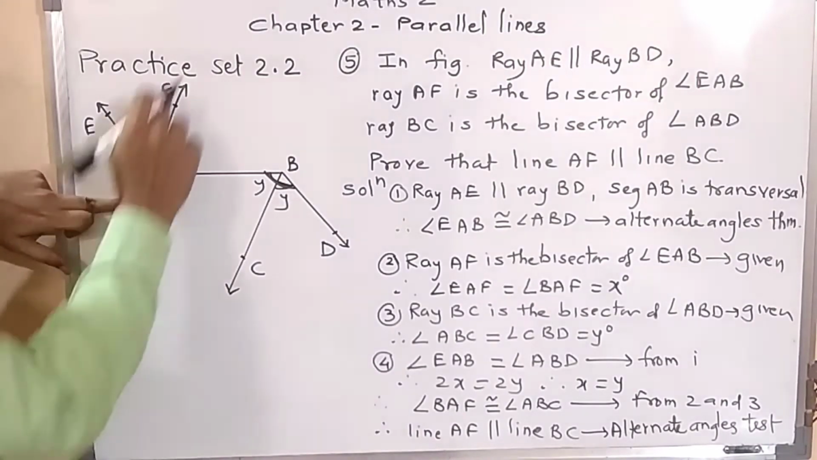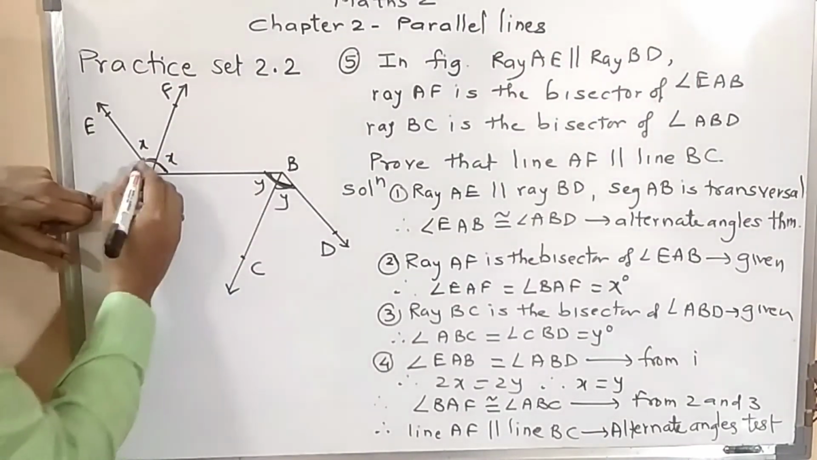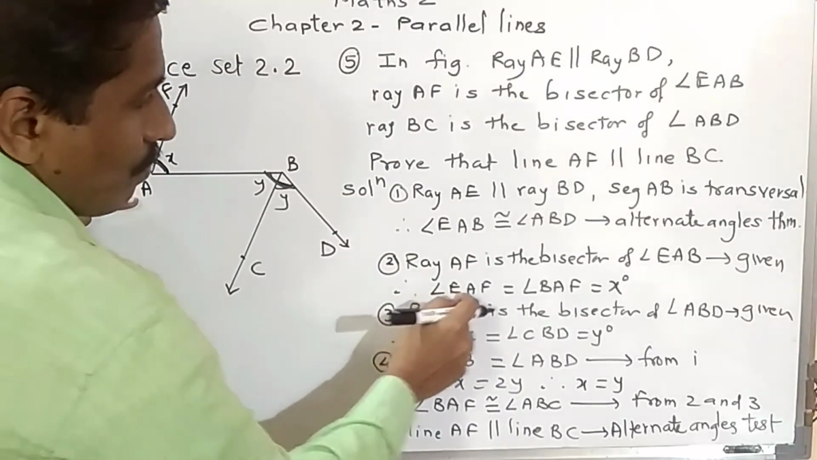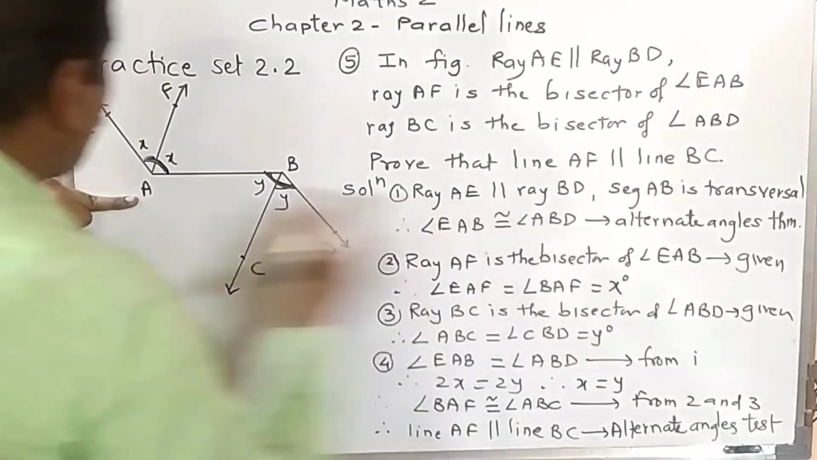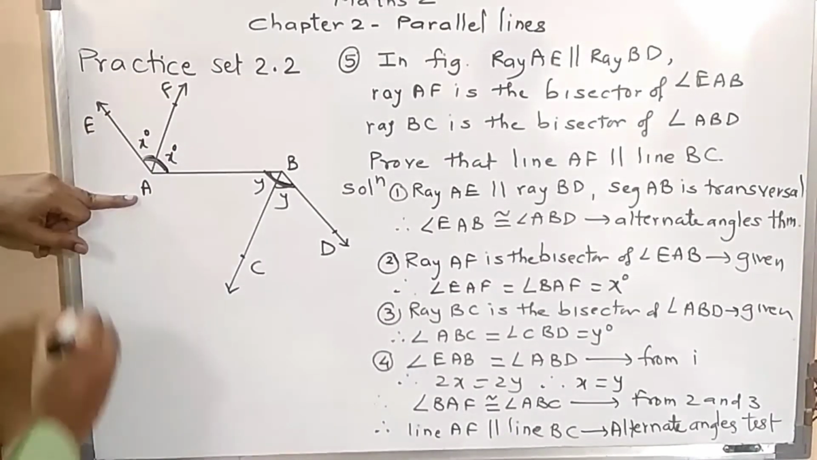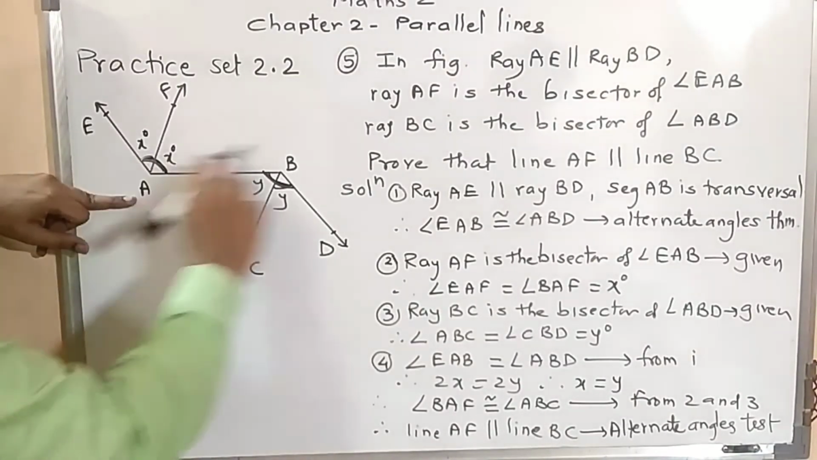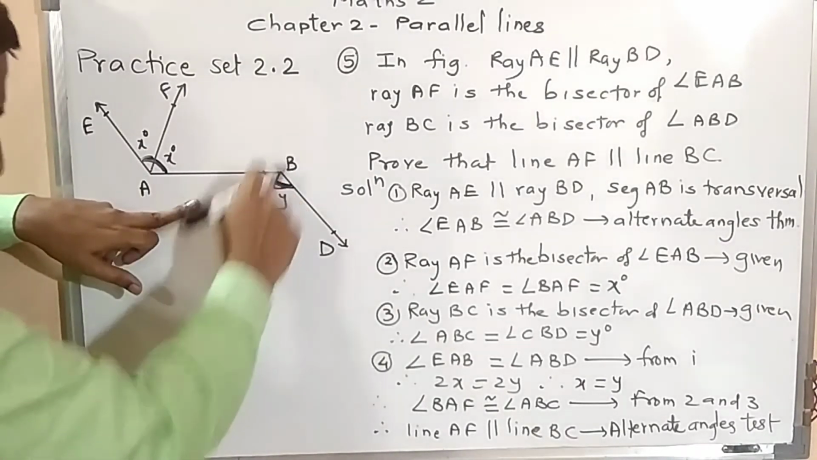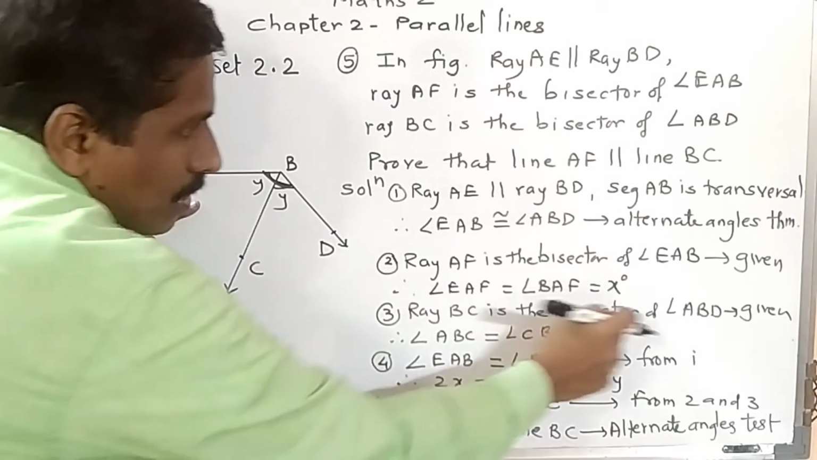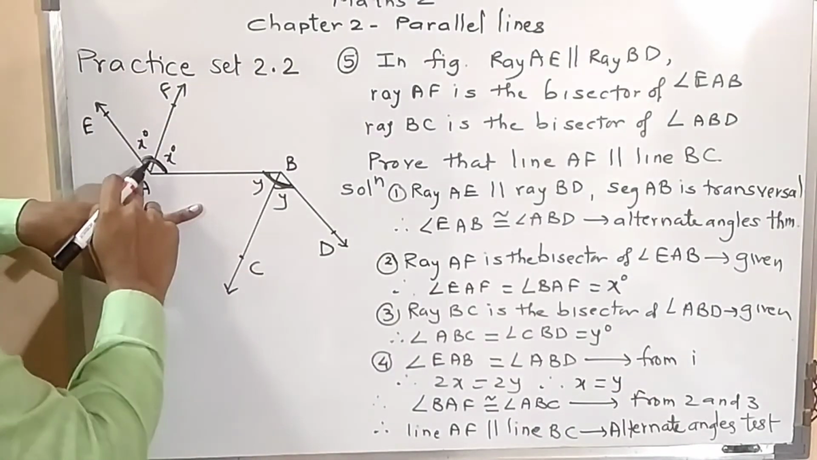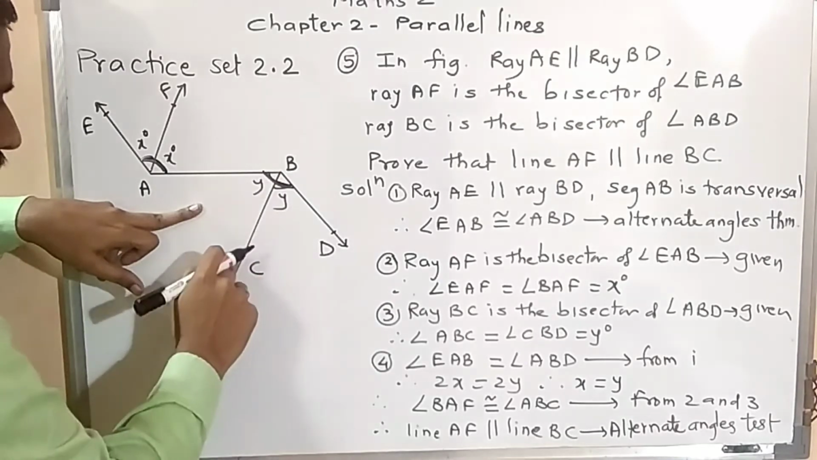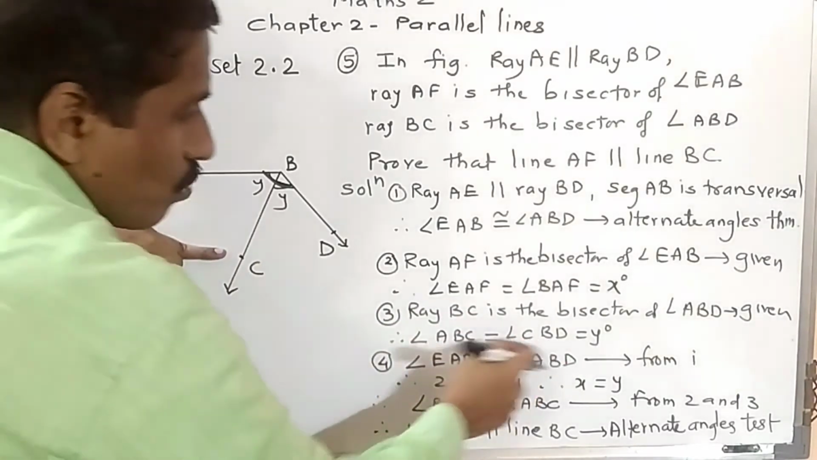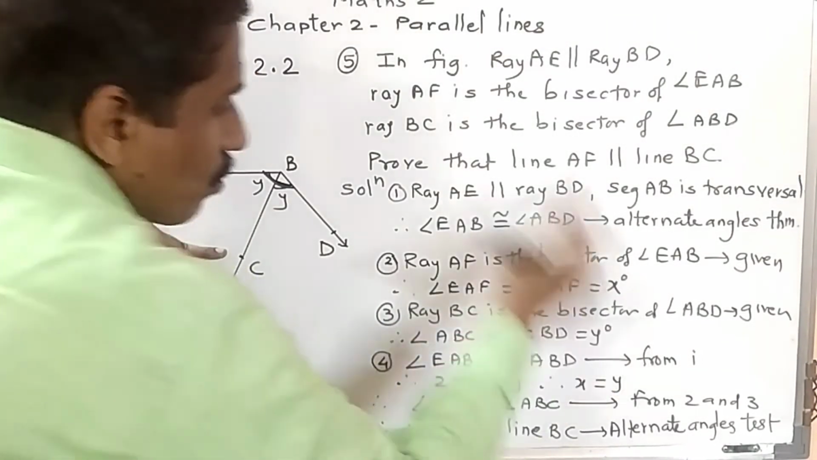Now, since AF is the bisector of angle EAB, angle EAF is equal to angle BAF, which is x degree. So what will be angle EAB? Angle EAB is x plus x, that is 2x degree. Now ray BC is the bisector of angle ABD, and therefore angle ABC is congruent to angle CBD. Let us assume that angle ABC is equal to angle CBD, which is y degree.